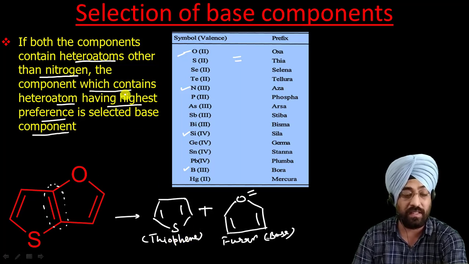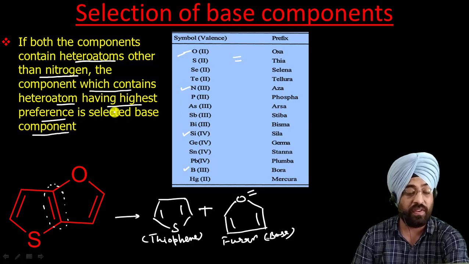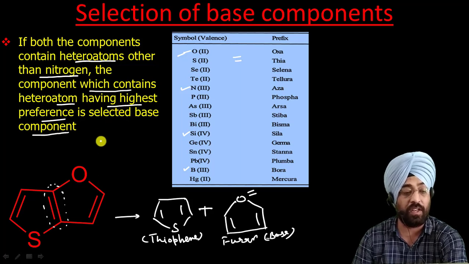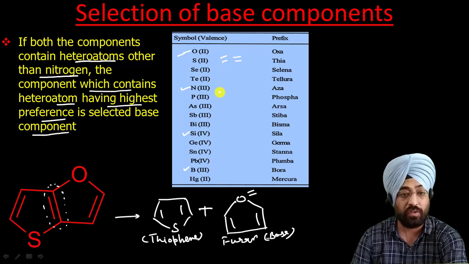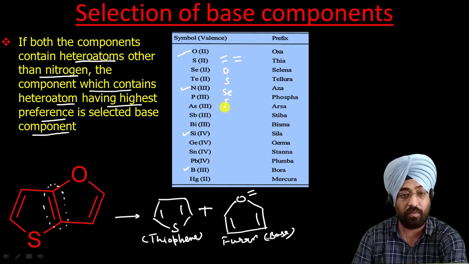So what it says is that if we have heteroatoms other than nitrogen, then we have to choose. First preference is nitrogen. If nitrogen is not there and both the rings contain heteroatoms, then we have to choose that ring with that heteroatom which appears first in this table. So this table is quite simple. First comes the oxygen family: oxygen, sulfur, selenium, tellurium; then the nitrogen family: nitrogen, phosphorus, arsenic, antimony, bismuth; then the carbon family: carbon, silicon, germanium, tin and lead.